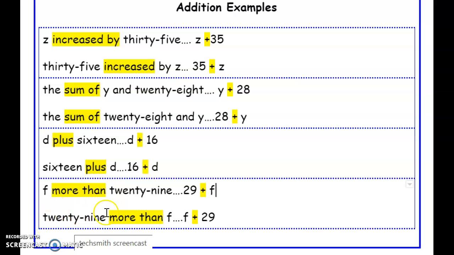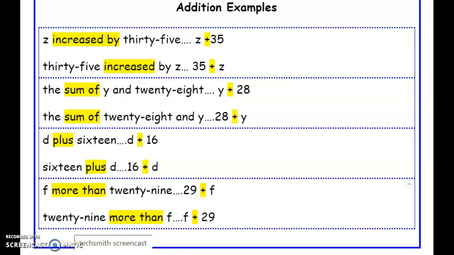In the next example, we kind of have the same thing with more than. We put our plus sign down. 29 more than F. Now this is saying, let's just say F stands for a gazillion frogs again. It's 29 more than a gazillion frogs if F stands for a gazillion frogs. So it would be F plus 29, because we're saying 29 more than a gazillion frogs.